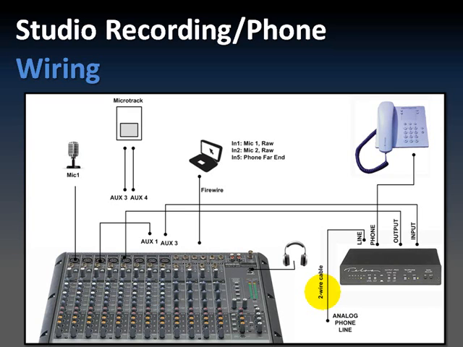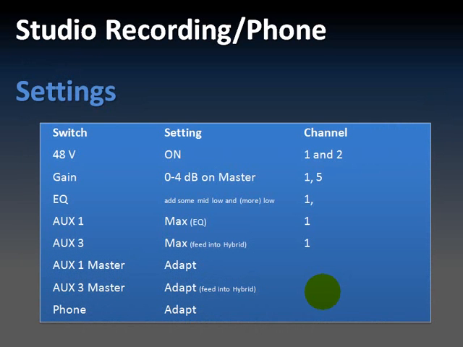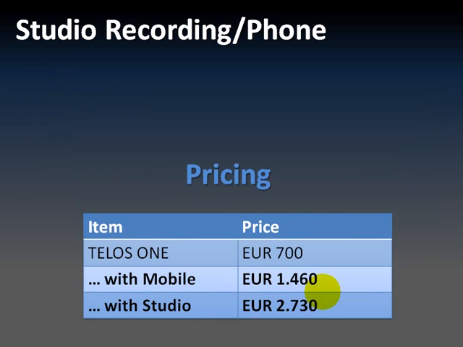And you feed the output of the hybrid, which is the guy at the remote end of the telephone, into your mixer, and what you talk into the mixer, you feed that into the Telos so the other guy hears you. Very useful. I won't talk about the settings. It's basically the same thing. And then pricing, the Telos is about 700 euros. So if you want to do that with the mobile setting, you're at 1450 euros, 1460. With the studio gear, you're at 2730.